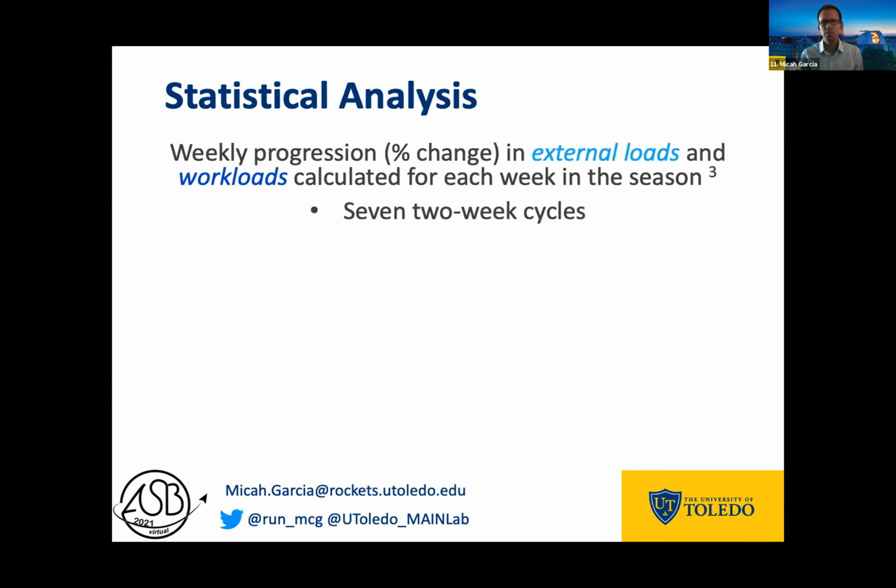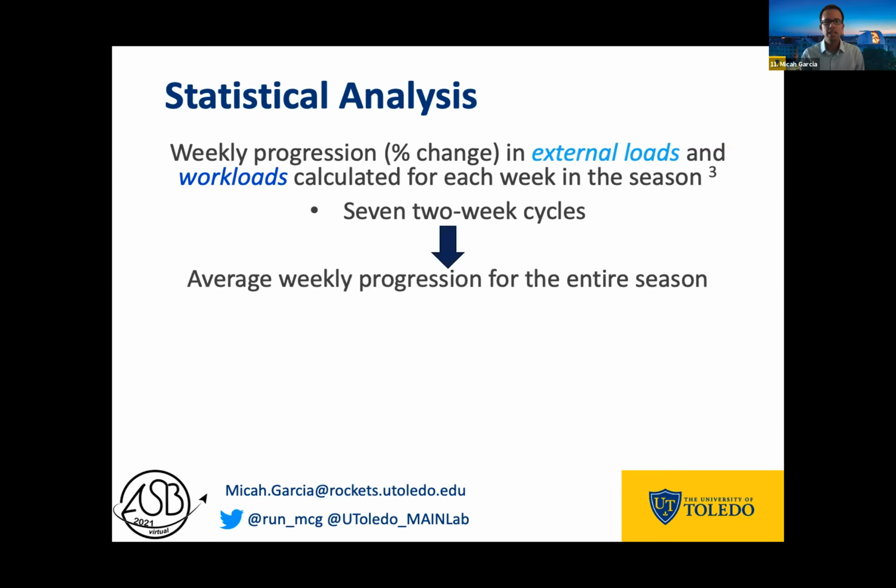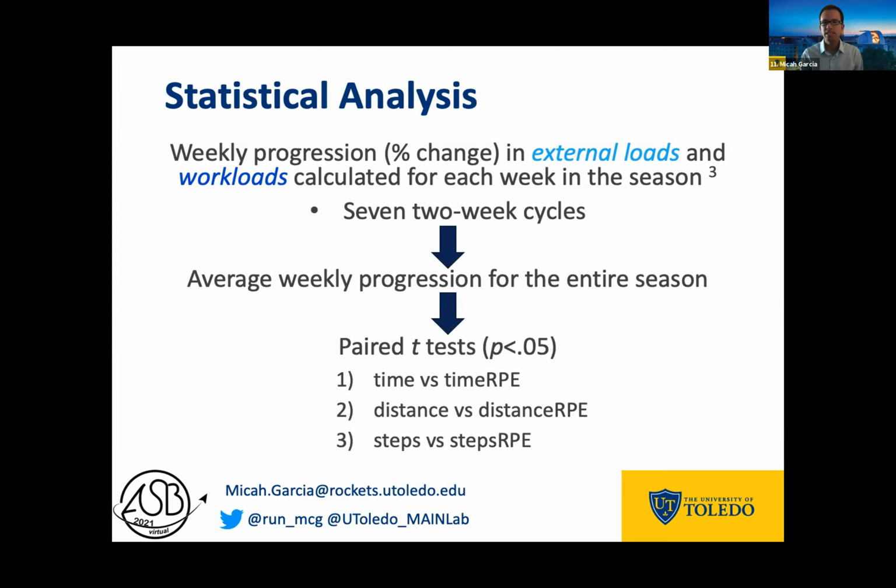And then ultimately our purpose was to look at weekly progression or week-to-week changes for external loads and workloads throughout the entire season. So we collected 8 weeks of data, which then resulted in 7 2-week cycles for each runner. And we took the average of those 7 2-week cycles for each runner to get their season average weekly progression for all of our loads. We then used paired t-tests to compare external loads to their respective workloads to see if there were differences in weekly progression between external loads and workloads.